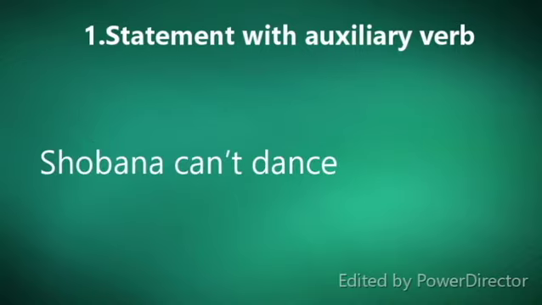Next example, Shobana can't dance. In this sentence, can is the modal auxiliary. So start with the auxiliary verb can. Then the sentence has a negative word not. So in the question tag, there is no negative word. Finally, write the pronoun of the subject, she. Thus, can she is the question tag.